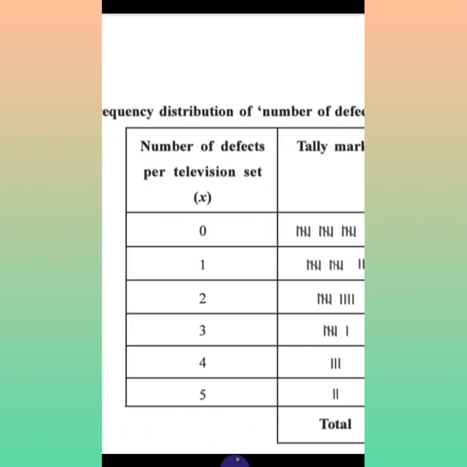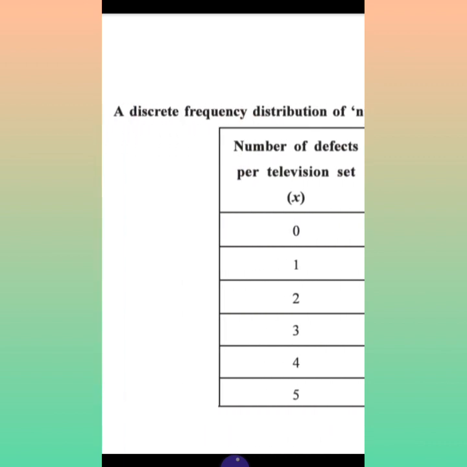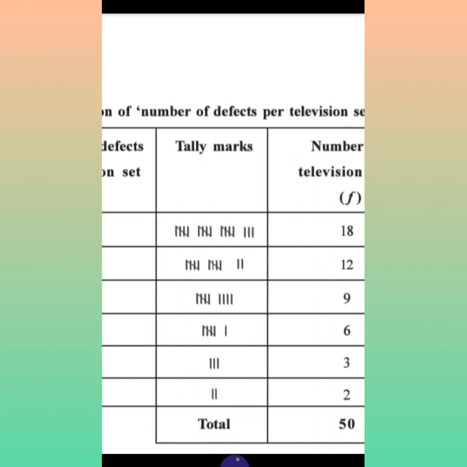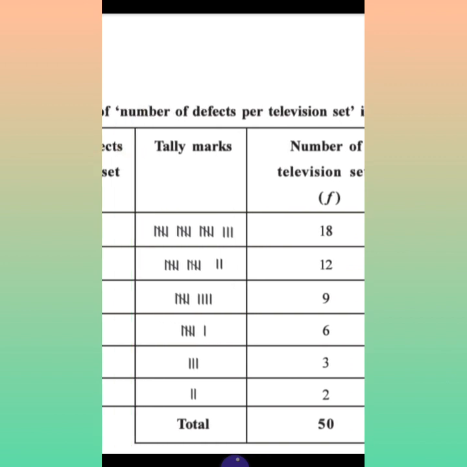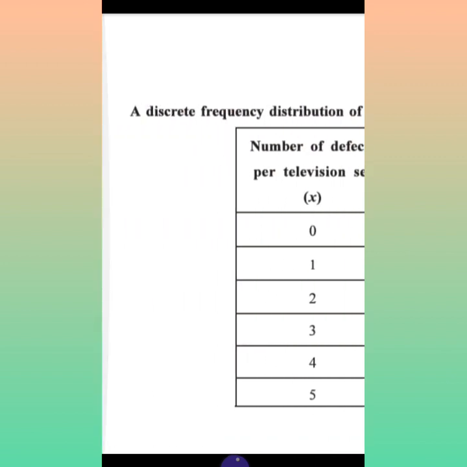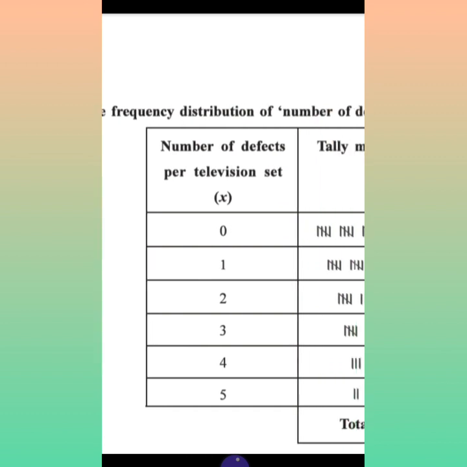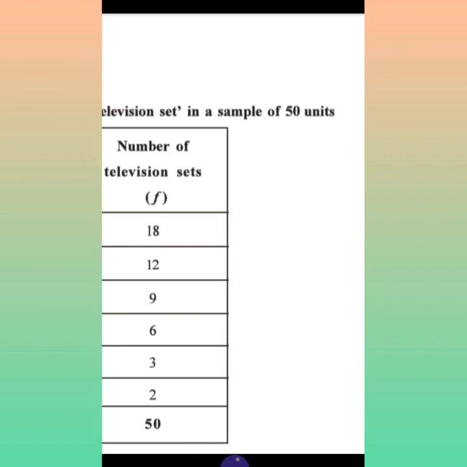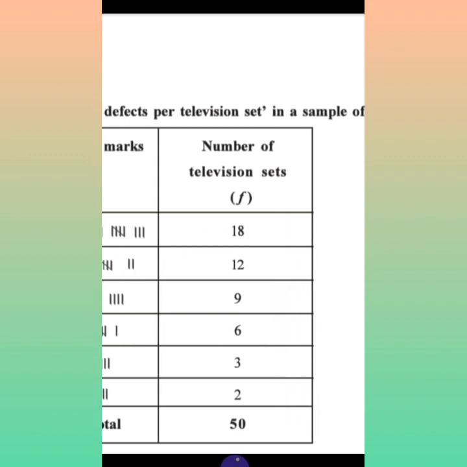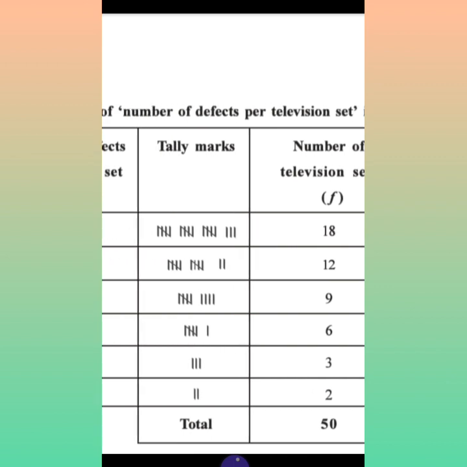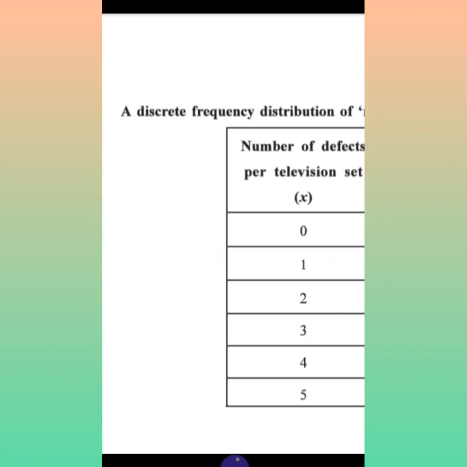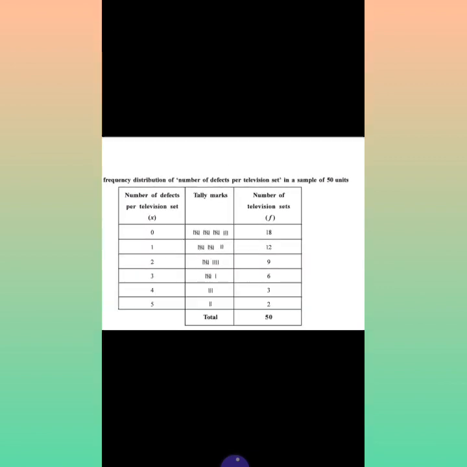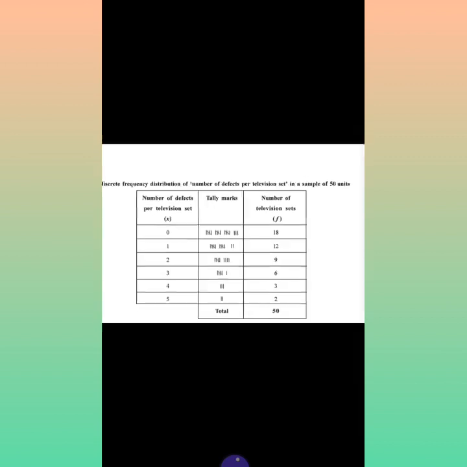Children, make note here that it is really compulsory that you give an appropriate heading to the table that you have drawn. See the heading: a discrete frequency distribution of the number of defects per television set in a sample of 50 units. Here 50 units are there, right? And you have found out a discrete frequency distribution. That is how you should do this sum. So this is our first example.